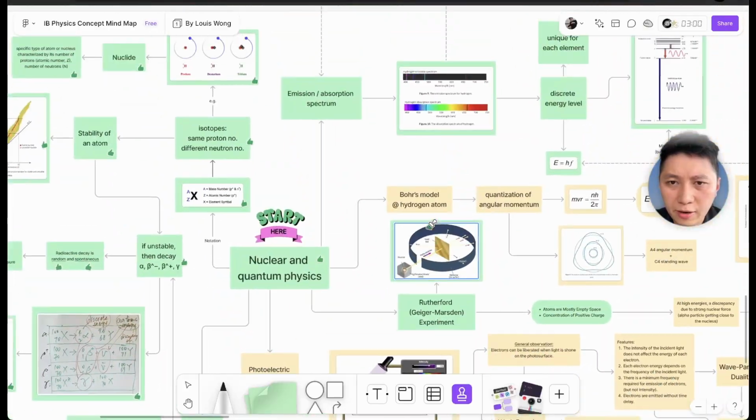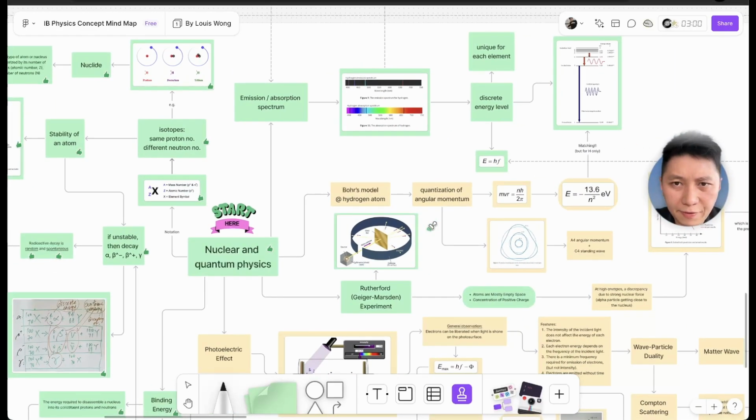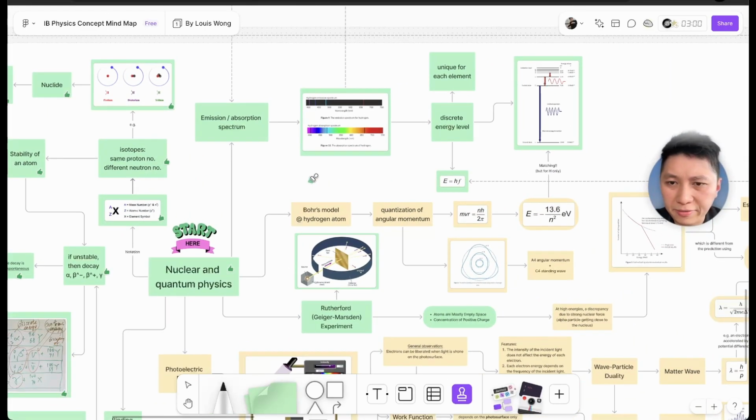If you have anything to add, please let me know. Now we go back to something earlier about emission spectrum and quantum physics.